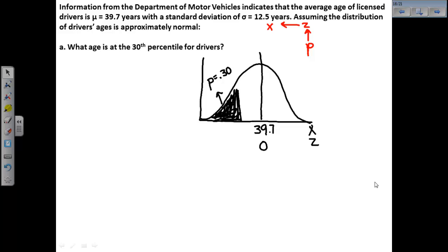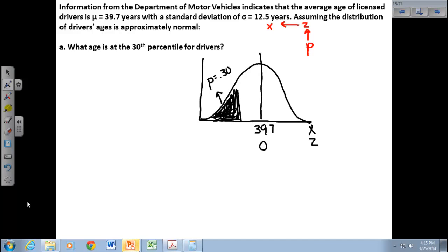0.52 is the z-score. So it's not just 0.52 that's our z-score, but it's negative 0.52 because we're looking at the low end of the distribution. So we're going to calculate an x value that's less than the mean of 39.7.